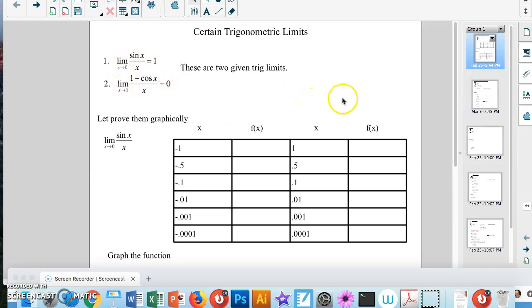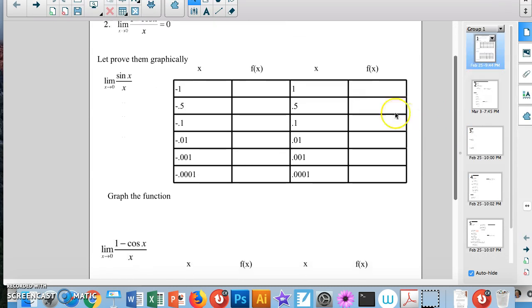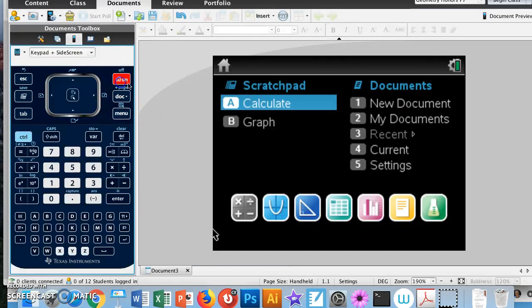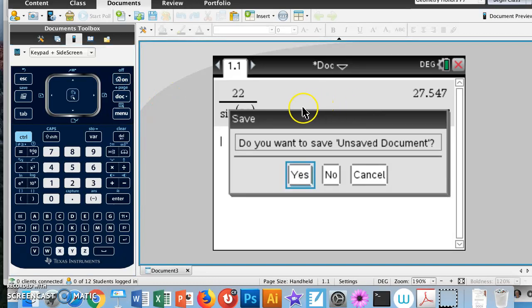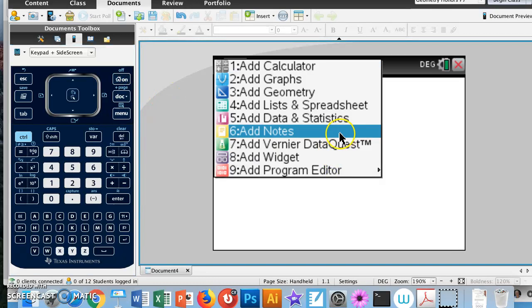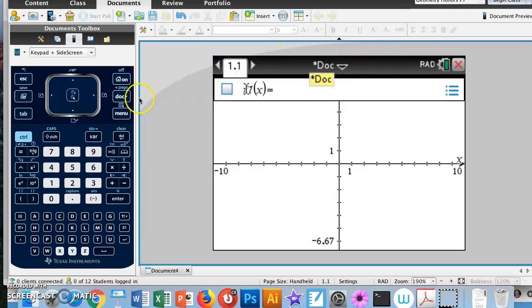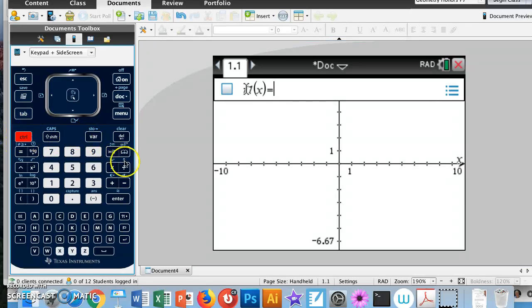But what we're going to do is look at them graphically so you can see exactly how they work. So remember what we did before when we set up a table so that we can plug in the values and see what's going on. So I'm going to open up your calculator and put in the function. We're going to graph it. First of all, make sure that you're in radians. So we're in radians, and we're going to put the graph of y equals sine x over x.